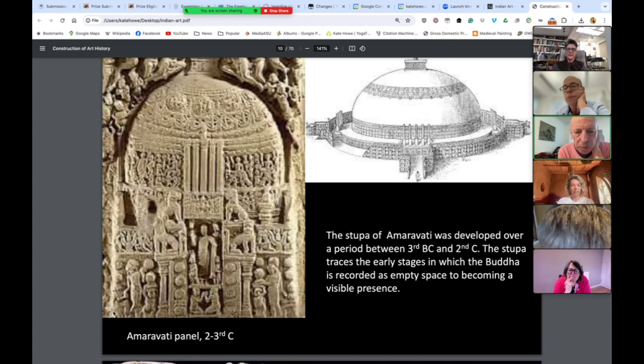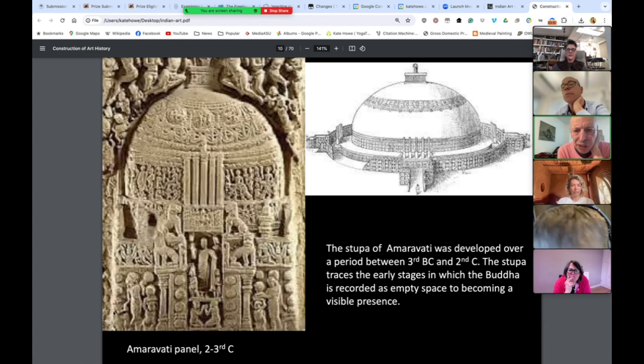If you go to the British Museum in the Indian section, you'll see the remains of a lot of the Amravati stupa. It was developed between the 3rd century BC and 2nd century AD. The stupa traces the early stages in which the Buddha is recorded as an empty space becoming an invisible trace. These stupas were important gathering points for the Buddhist community.